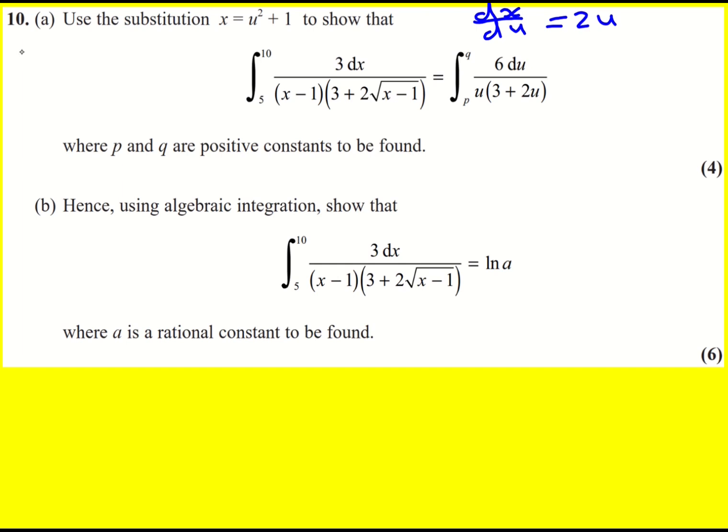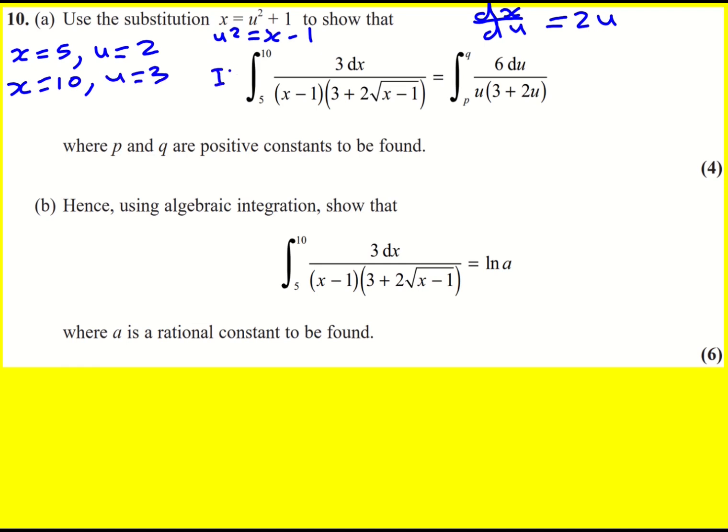And then let me deal with the limits. If x is u squared plus 1, then that means u squared is x minus 1, and u will then be the square root. So when x is equal to 5, u squared will be 5 minus 1, 4, square root, u is going to equal 2. And when x is 10, 10 minus 1 is 9, square root gives us 3.